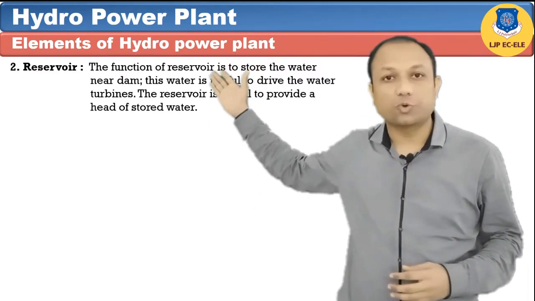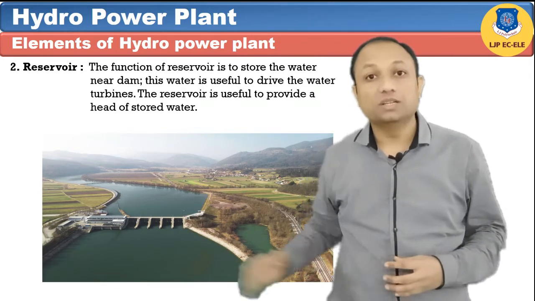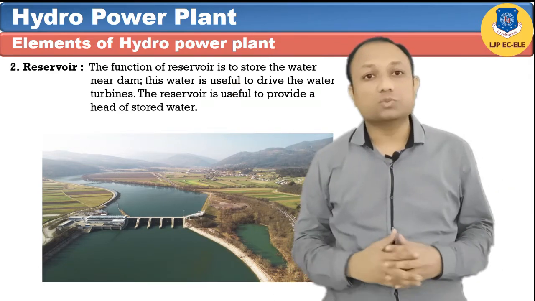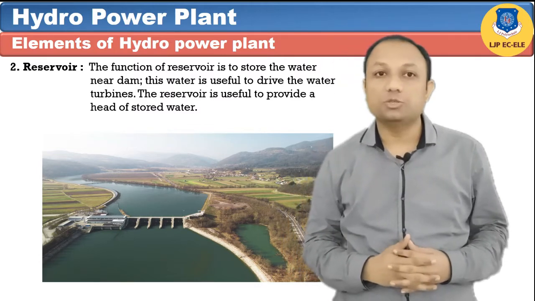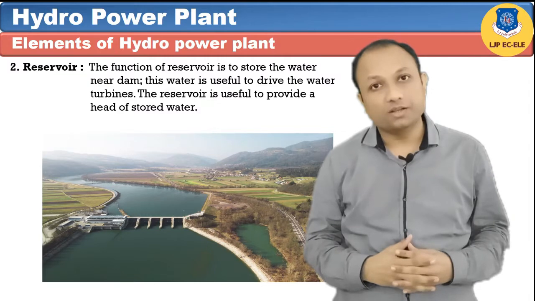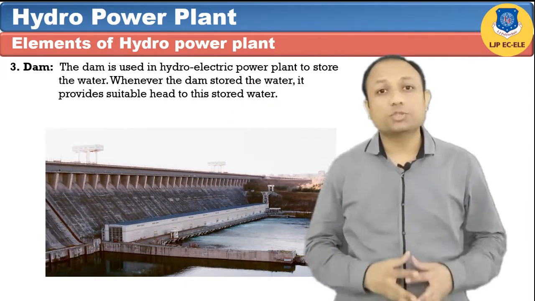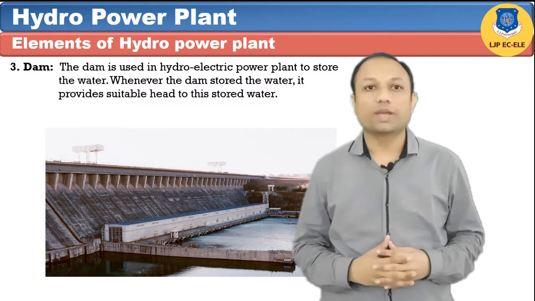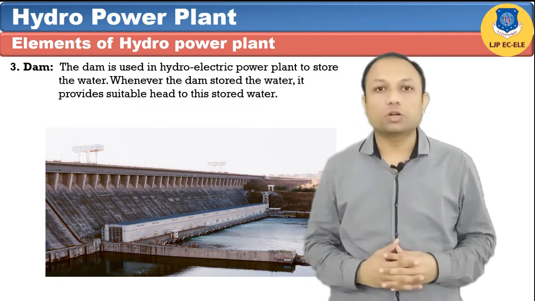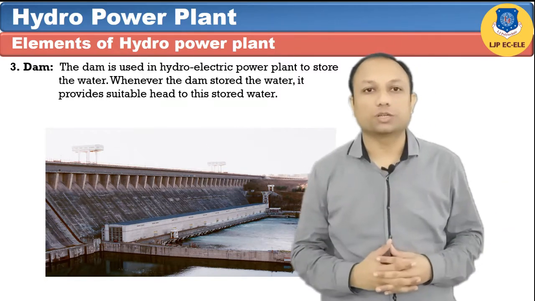Second, reservoir. So the function of reservoir is to store the water near the dam. This water is useful to drive the water turbines and the reservoir is useful to provide a head of stored water. Third one, dam. So the dam is used in hydropower plant to store the water. Whenever the dam stored the water, it provides suitable head to this stored water.